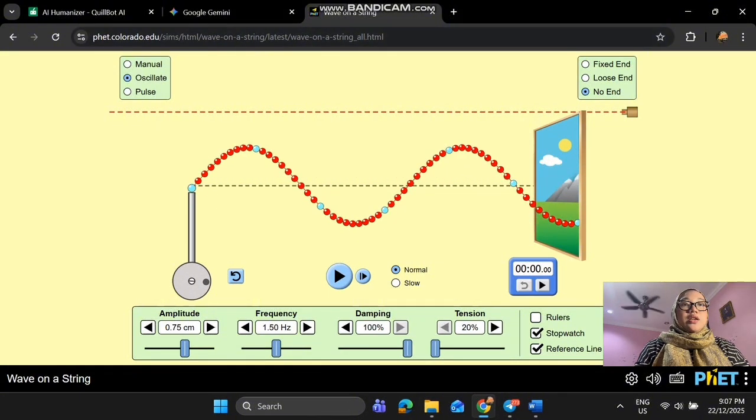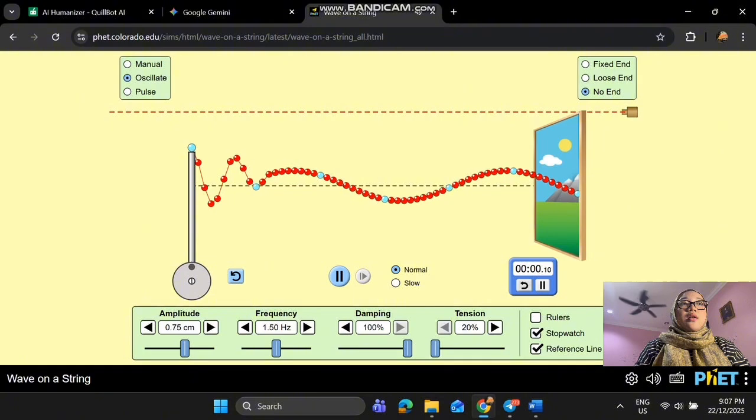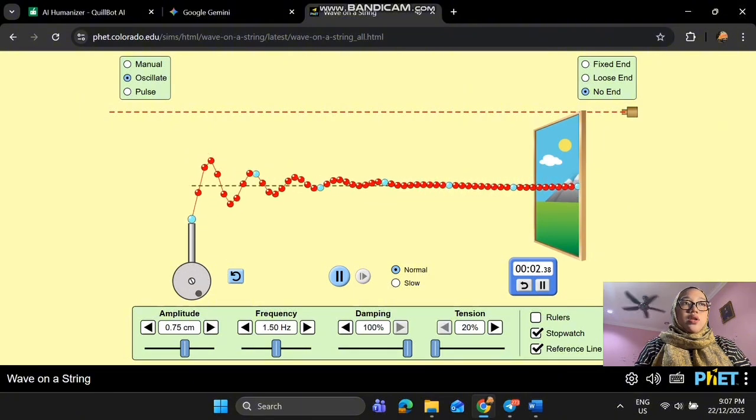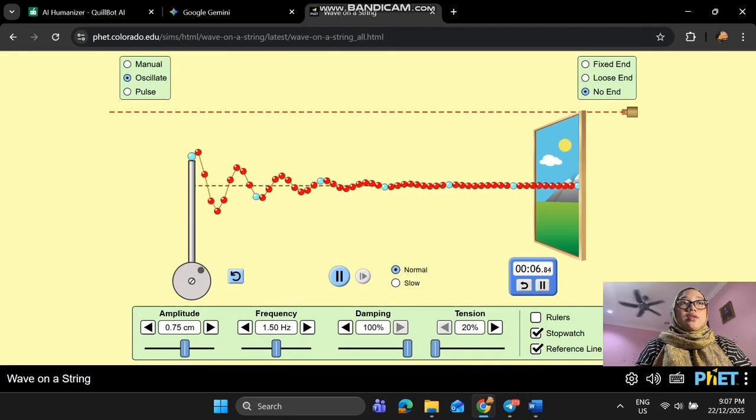Okay, for this picture, I set it to high damping, which is 100%. Because damping is at maximum, there is a lot of resistance. Energy is absorbed very quickly, causing the wave to shrink and disappear almost immediately after it is created.